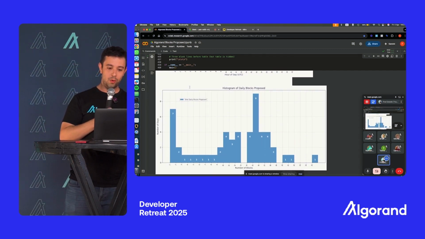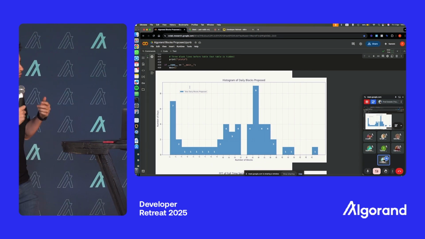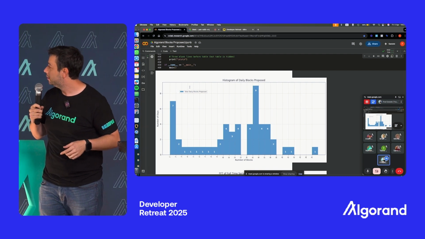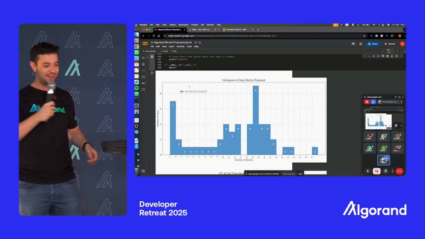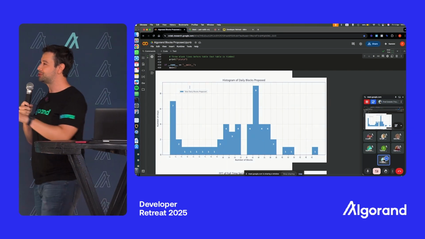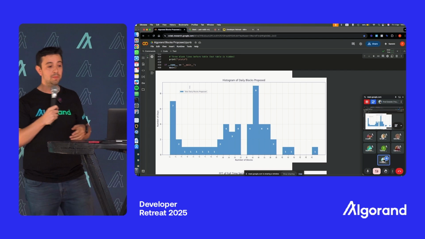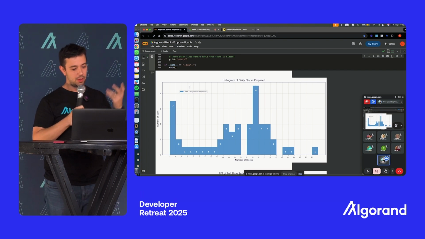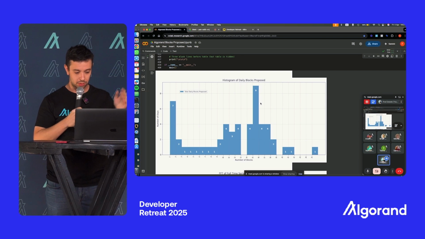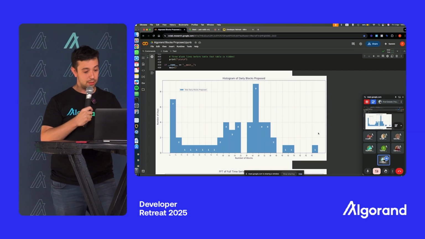Then I created a histogram of the number of daily blocks proposed. Oh, there's a cat. Yeah, thank you, Pavel. So just to see if there's roughly a normal distribution around the expected daily block proposal due to your stake. Again, it seems to be a pretty normal distribution around where you would expect, with some outliers obviously at each extreme, probably a bad node or a very lucky day.